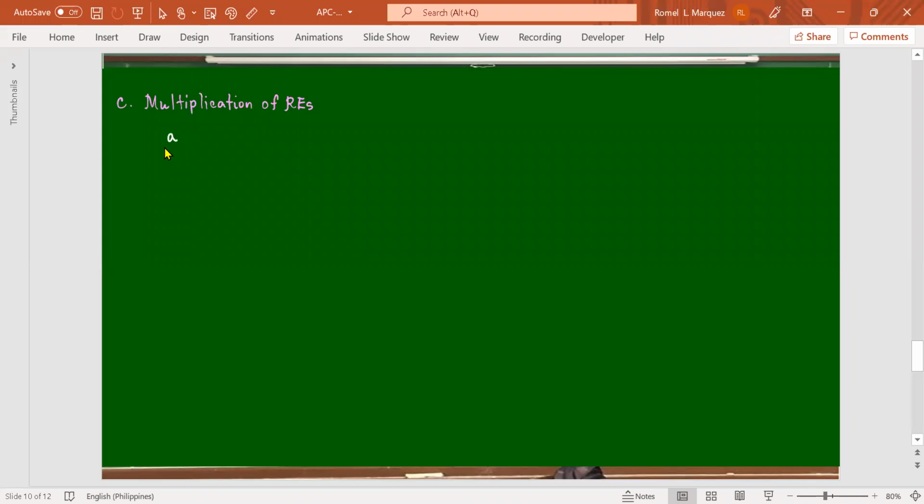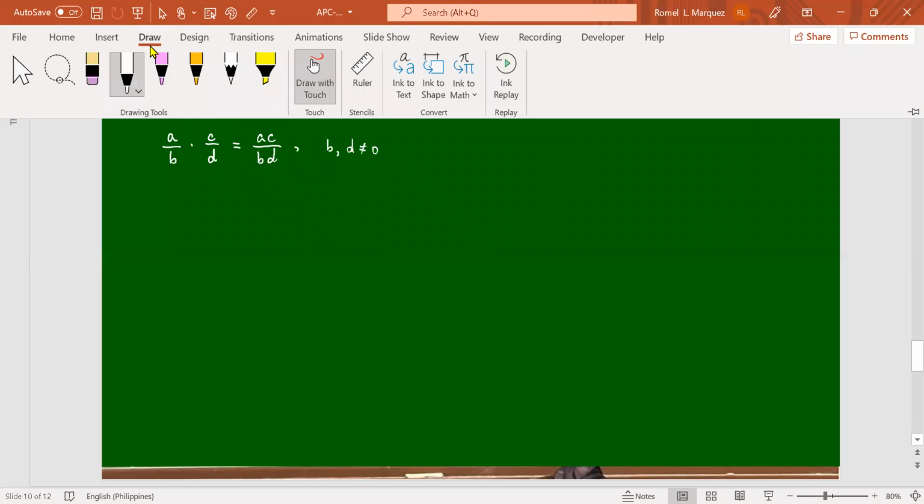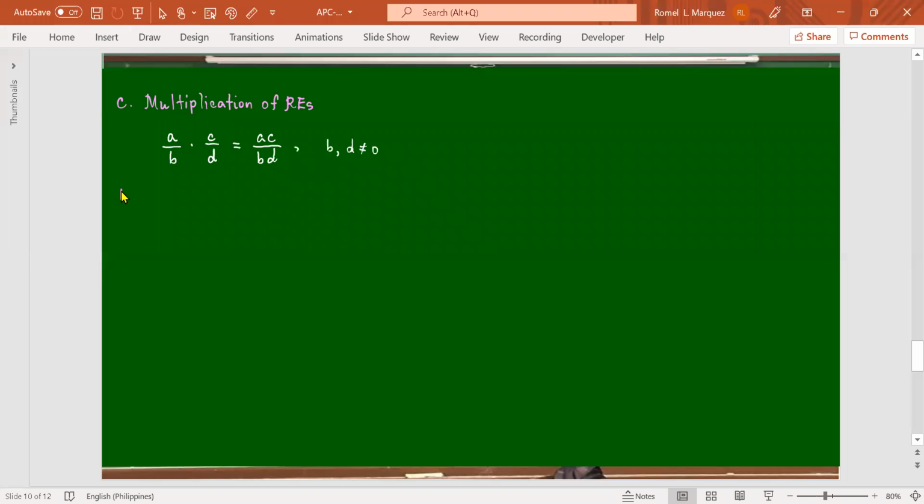Let's say I have A over B. You multiply it with C over D. All you have to do is to multiply the numerator, multiply the denominator, and then cancel common factors in case there are. Get it, guys? Of course, we assume that B, D not equal to 0.